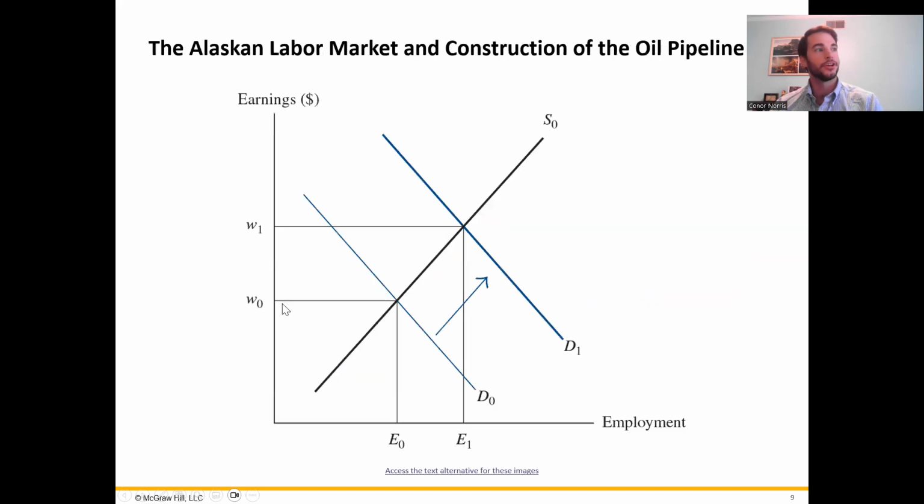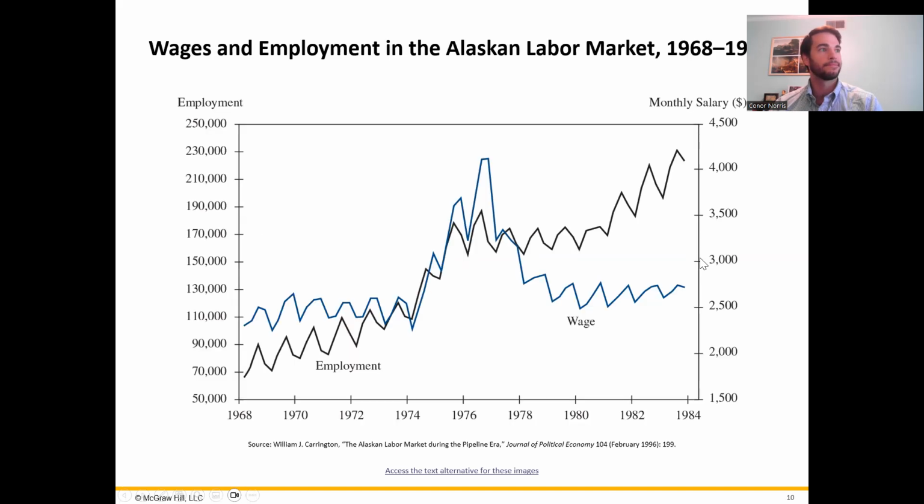What this slide doesn't show is what happened after the pipeline was completed, which is this demand curve returning back down towards the original demand curve at D0. And that's what happened here in the post-1978 part.